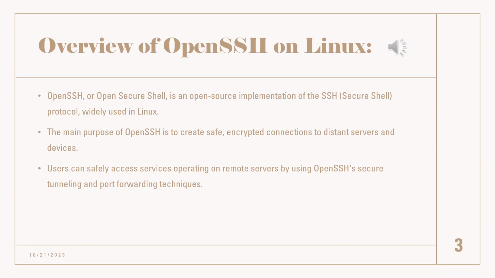Overview of OpenSSH on Linux. OpenSSH, or Open Secure Shell, is an open source implementation of the SSH protocol widely used in Linux. The main purpose of OpenSSH is to create safe, encrypted connections to distant servers and devices. Users can safely access services operating on remote servers by using OpenSSH secure tunneling and port forwarding techniques.